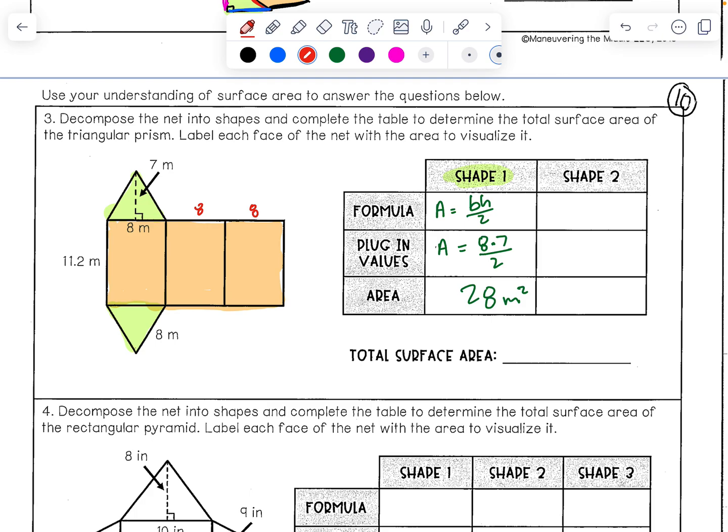I don't know off the top of my head. 88 plus another 0.16, so probably 89.4. Oops, I did not write that down. So shape 2 is actually a rectangle. They're all rectangles, so area equals base times height. Say 8 times 11.2. Again, I believe, let's try that one more time. 11.2 times 8, that's 89.6.